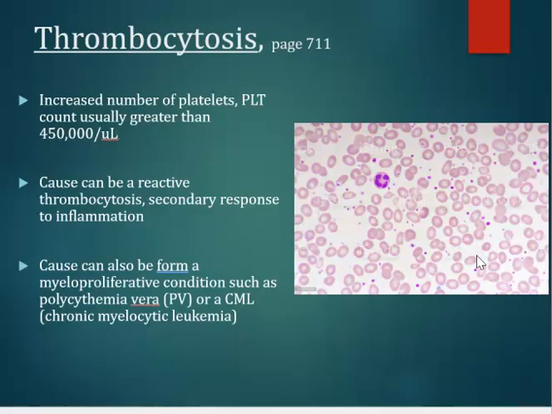If you look over in the image on the far right-hand side of the screen, you'll see what you would see under the microscope. You have all your red cells, you have an example of a white cell, and you see an increased number of platelets. There's lots and lots of platelets in this field of view in the image shown.